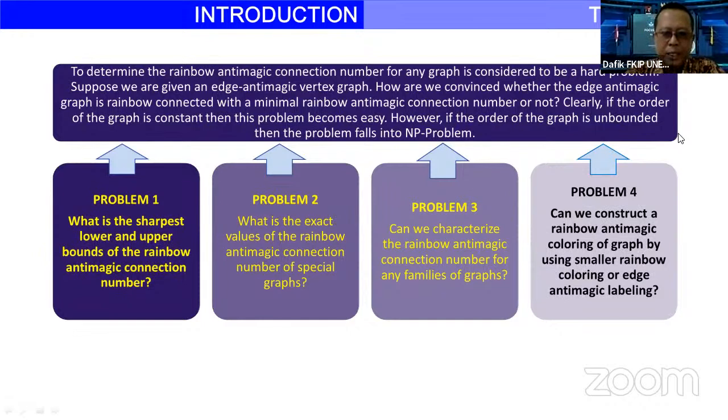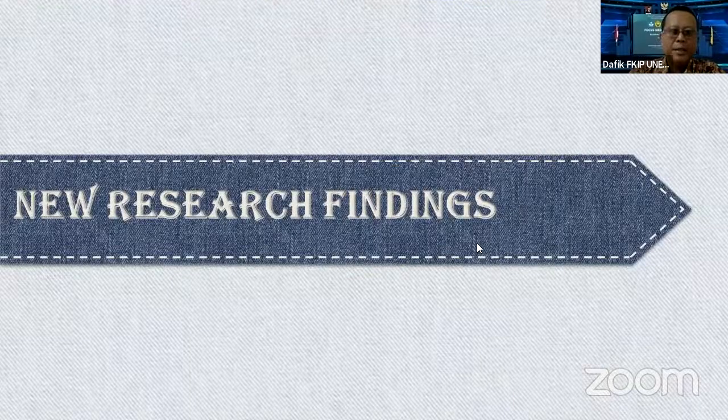The third problem: can we characterize the rainbow antimagic connection number? It is a little bit harder than only finding the exact value for a specific family of graphs. And the last one, the hardest one: can we construct a rainbow antimagic coloring of a graph by using a smaller rainbow coloring of an H-antimagic labeling? That's the problem so far.